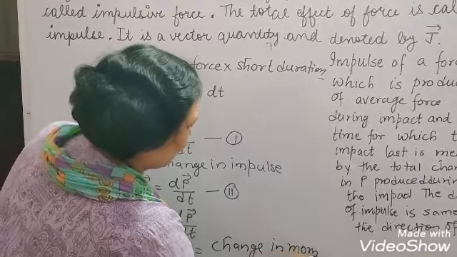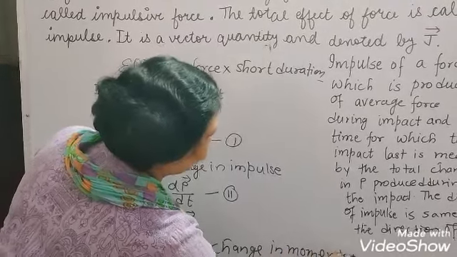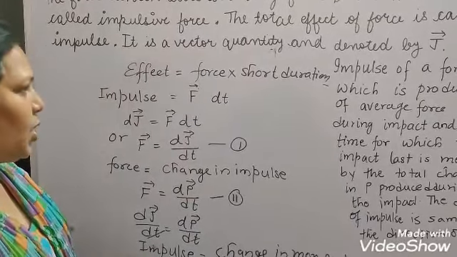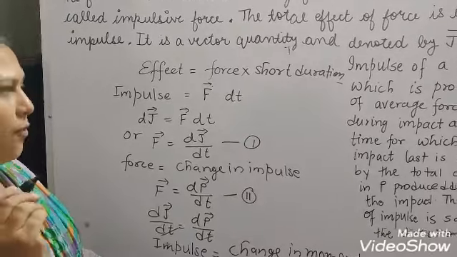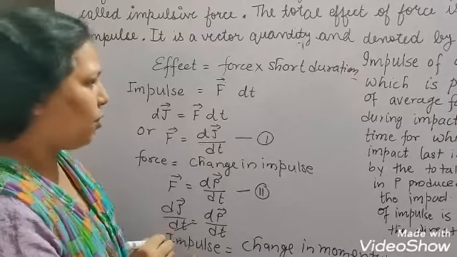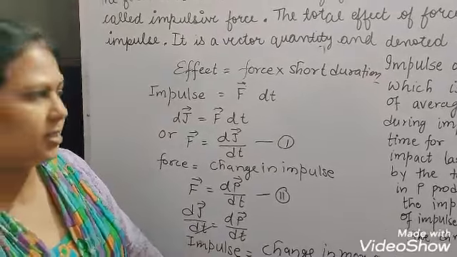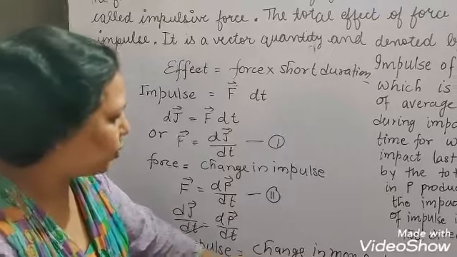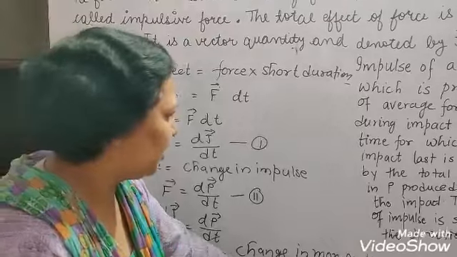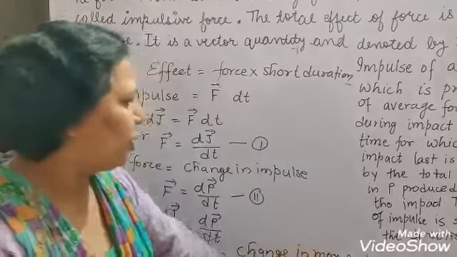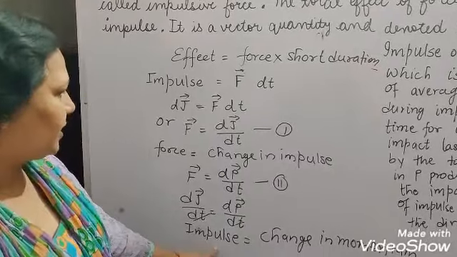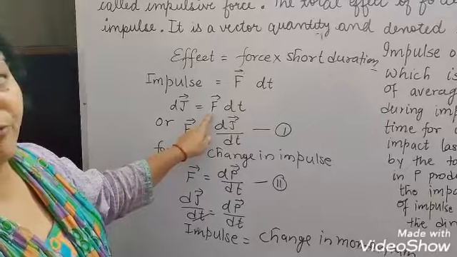So we can conclude that the impulse of a force, which is the product of the average force during impact and the time for which the impact lasts, is measured by the total change in linear momentum produced during impact, and the direction of this impulse is given by the direction of the force.